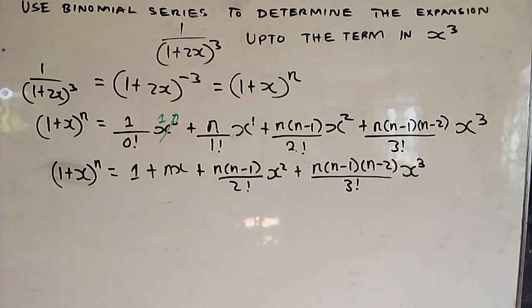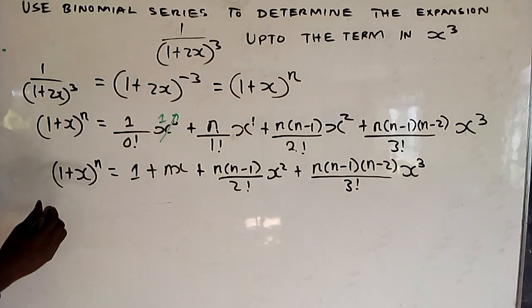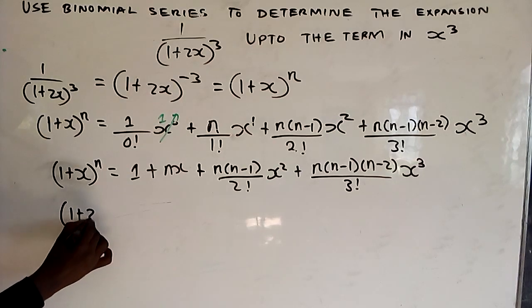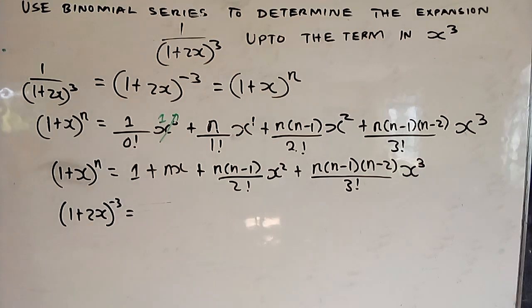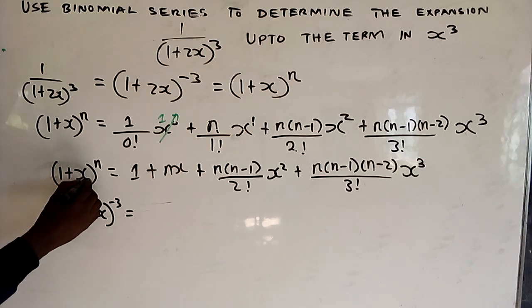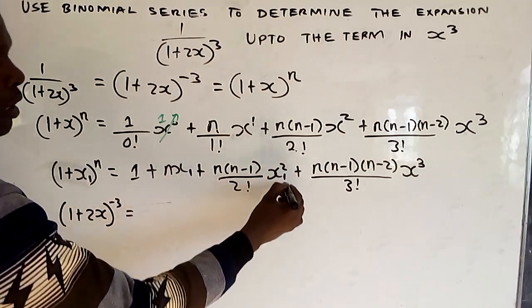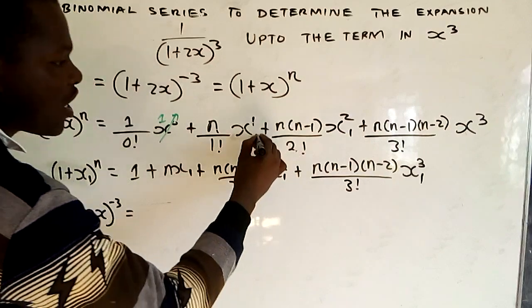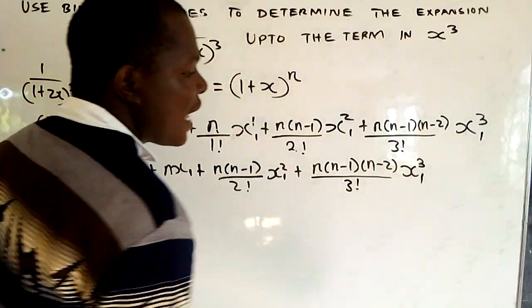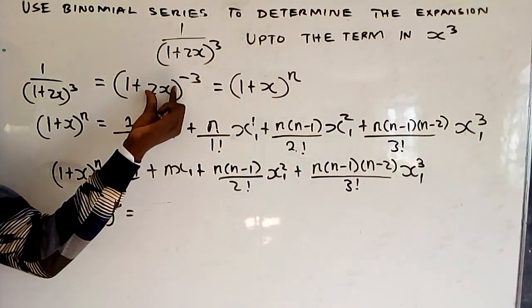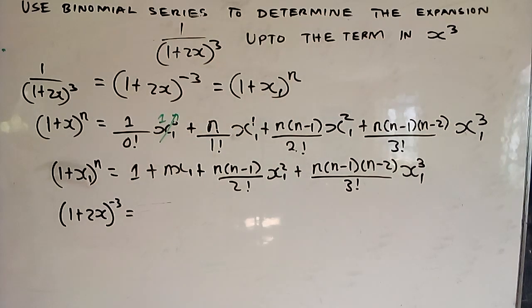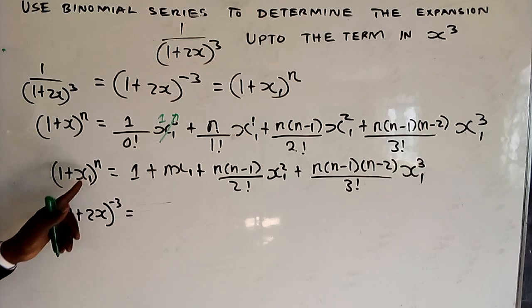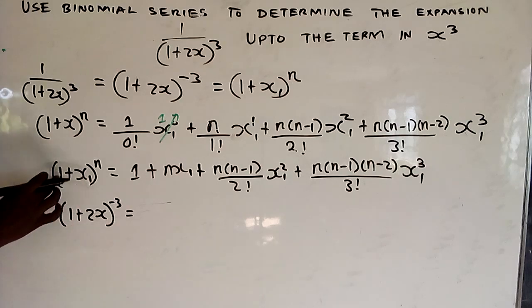Having written that, you now compare it with your series. What was your series? 1 plus 2x, raised to negative 3. So to make the x in the general formula different from the x in the problem, you make it x1, isn't it? Are we together? The x in the general formula, you make it x1 to make it different from the x you have in the problem. So in your formula, you now put x1. Is that okay? So you can now do the substitution, meaning 1 is the same as 1.